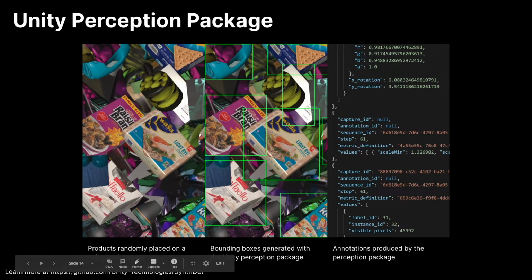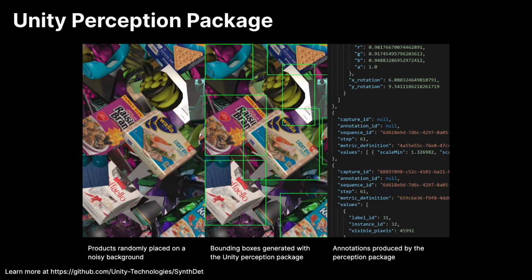The perception package was used for this work, and this is the open source package that we offer as part of our computer vision offering. With the perception package, you can randomly place objects in the context of a noisy background and generate bounding boxes, and then also generate all of the annotations required for training in terms of the actual metadata in JSON format.